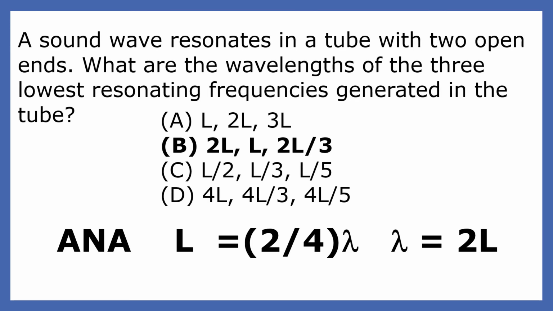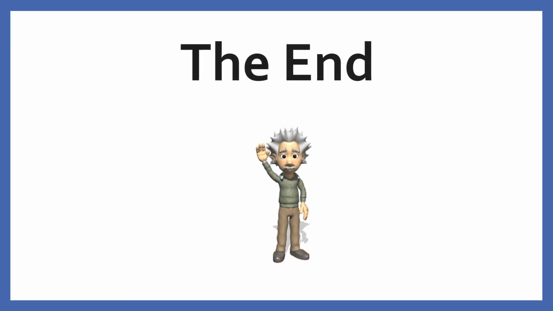A sound wave resonates in a tube with 2 open ends. What are the wavelengths of the 3 lowest resonating frequencies generated in the tube? The lowest frequency would be ANA, the fundamental, that's 2/4. So the wavelength is 2L, so we pick choice B. This is the end of my presentation on standing waves open at both ends.